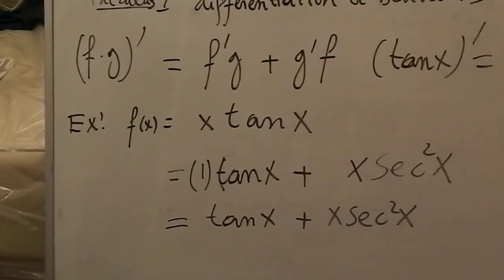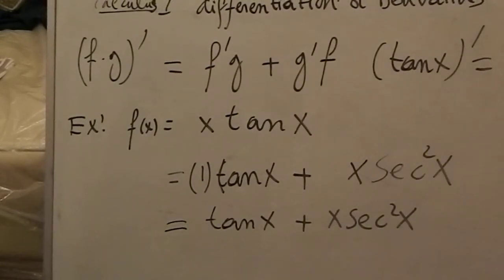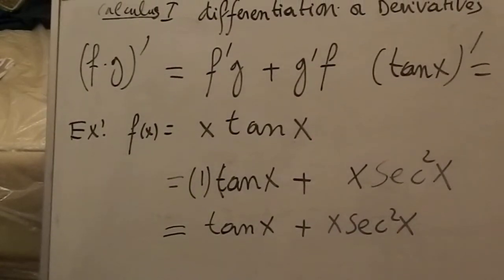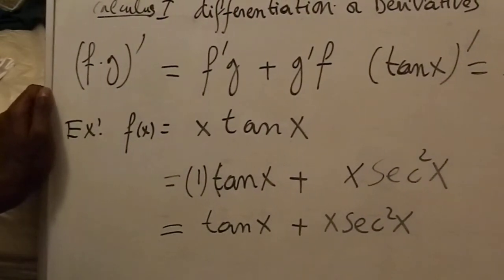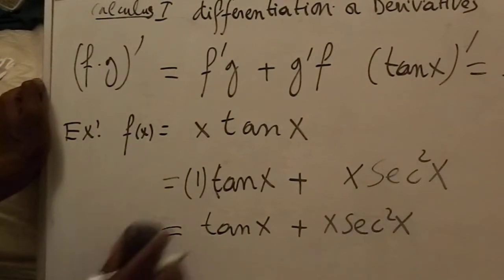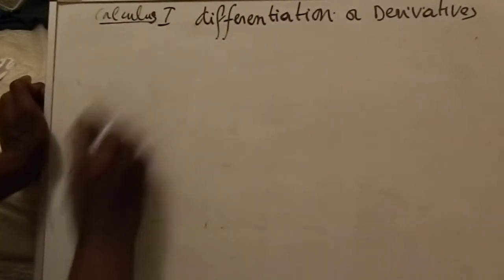That means whenever you have a function that is a product, you use the product rule, f prime g plus g prime f. That's what you can do. Now let's move to another important rule of differentiation, which is the quotient rule, and I'll give another example.